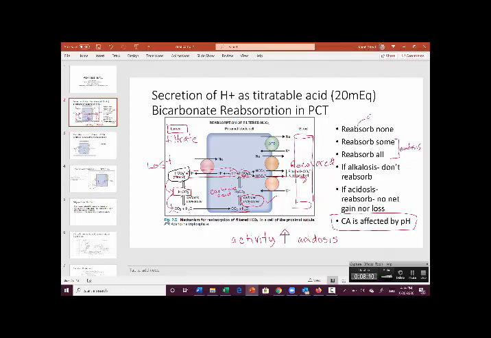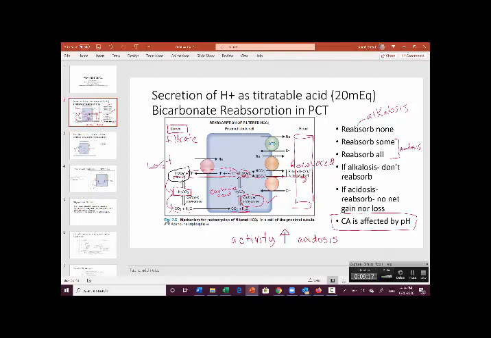Now, in alkalosis, when a patient's pH is higher than it should be, that will decrease carbonic anhydrase activity, which is, again, perfect. By decreasing the carbonic anhydrase activity, we do not secrete hydrogen. That means we don't recover the filtered bicarbonate. That means that filtered bicarbonate is on its way to the toilet. We are getting rid of base in that capacity, and that will help the alkalosis.